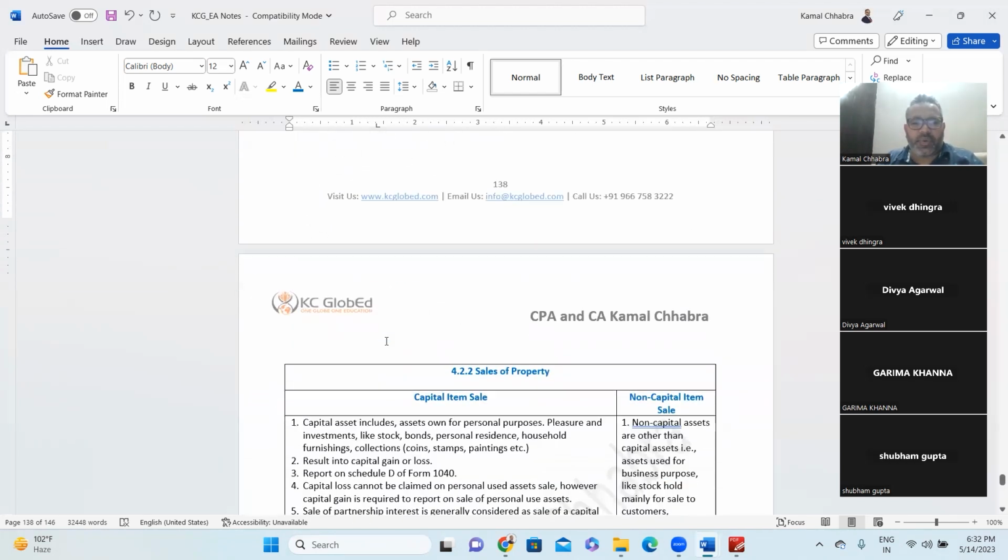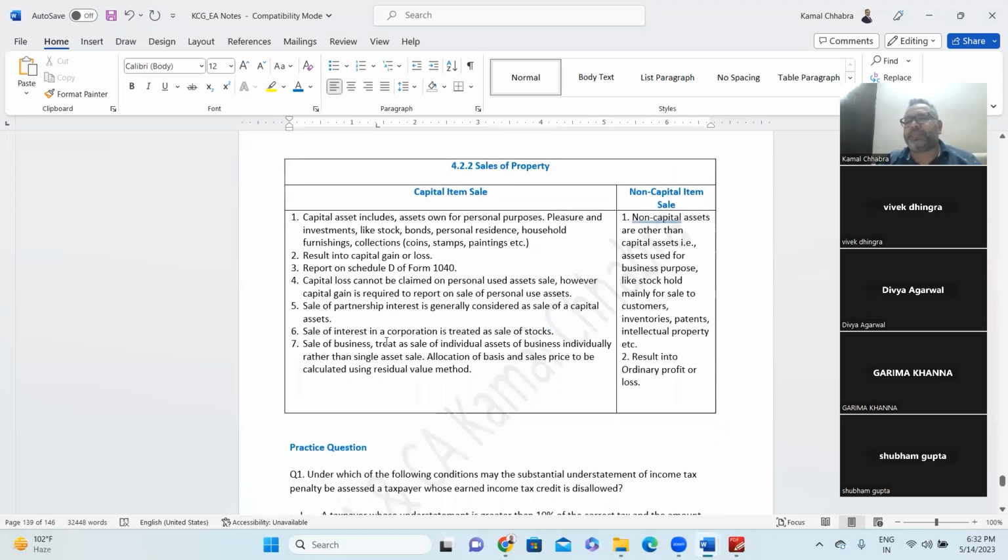Okay, so let's jump into the first topic, sale of property. Like we discussed earlier, there are two types of property, real and personal property, right? When we discuss real and personal property, what is real property? Which is fixed, like land, building. And what is personal property? Which is movable, right?